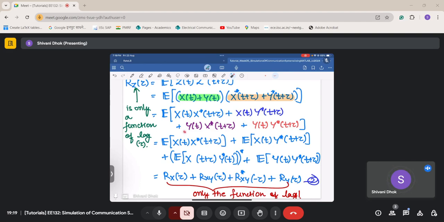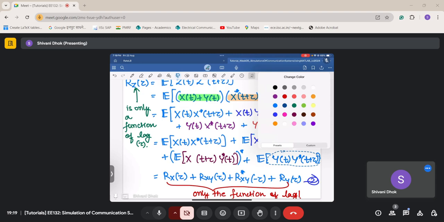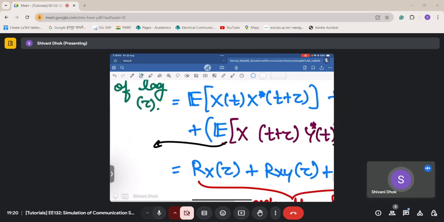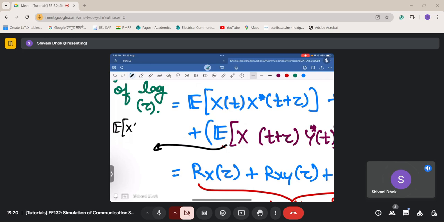So the first term is the expectation of xt into x conjugate of t plus tau. Then we have the second term, the third term, and the fourth term, just separating them. For the second term, what we actually had was the expectation of x conjugate of t plus tau into yt. So I wrote it as the expectation of x of t plus tau into y conjugate of t, whole conjugate.